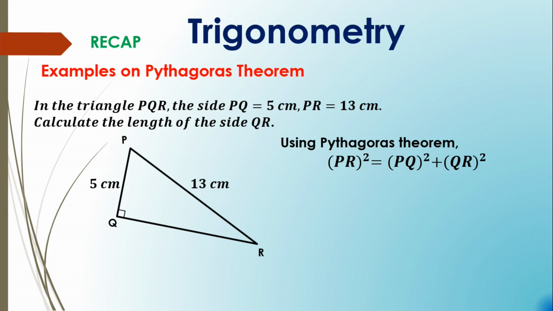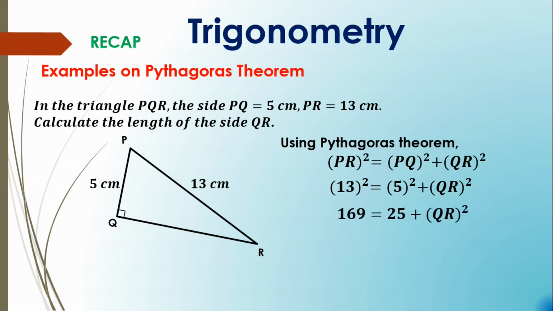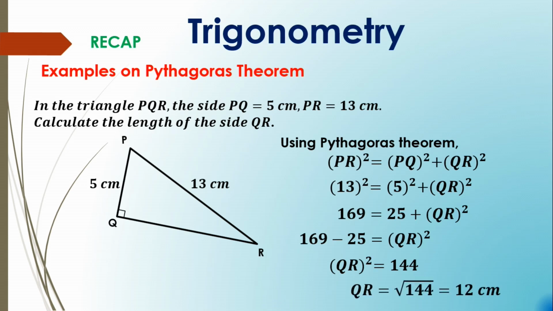Replacing the value of PR and the value of PQ, you will have 13 squared equal to 5 squared plus QR squared. Simplifying this equation, you have 169 equal to 25 plus QR square. Now, to obtain QR square, you subtract 25 from 169, that is QR square equal to 144. To obtain QR, of course, you take the square root of 144, which is equal to 12 centimeters.